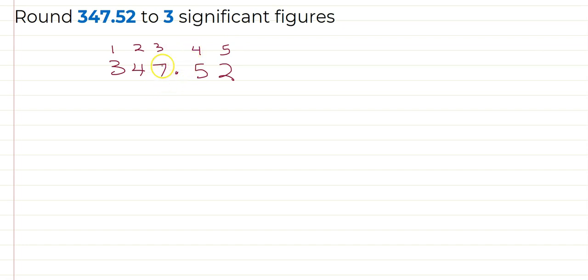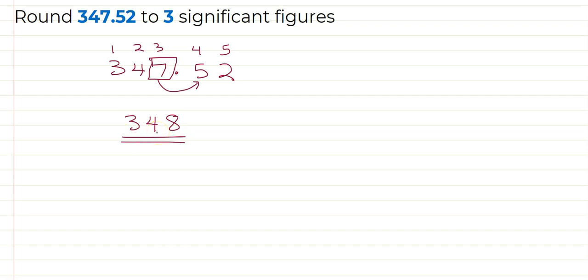So 3, this position is going to be the position of our last digit. So we're going to look to the right. Is this 5 or more? Yes. So we're going to simply increase 7 to 8. So we're going to have 3, 4, 8.